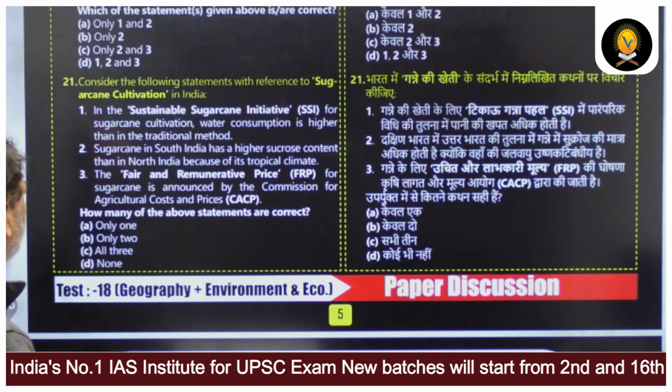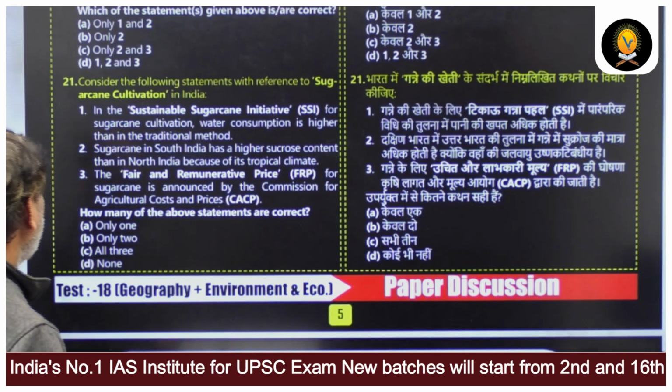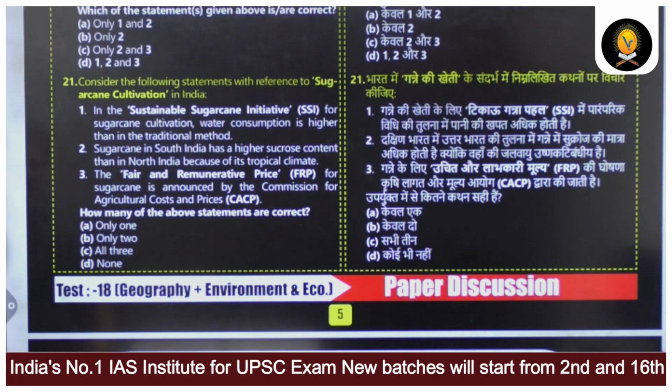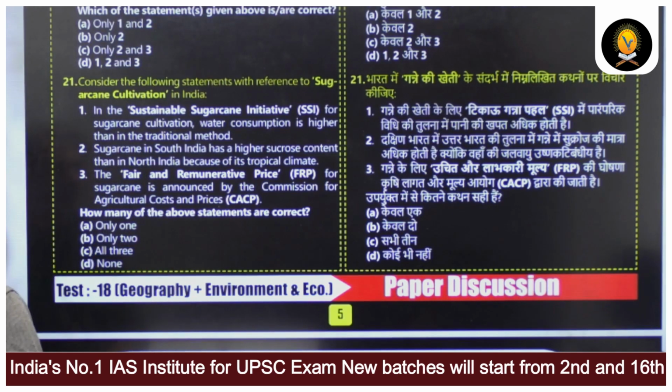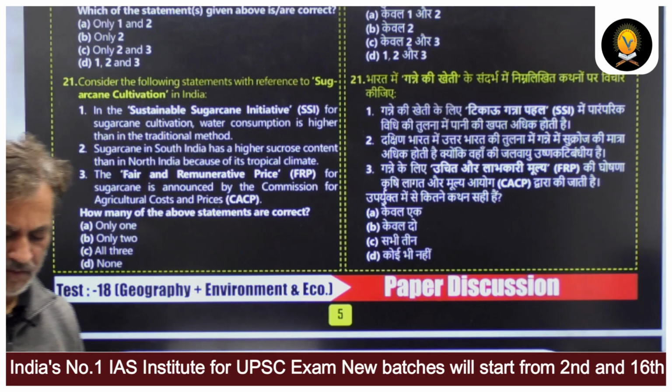Consider the following statement with reference to sugarcane cultivation. It is a sustainable sugarcane initiative. In the sustainable sugarcane initiative, for sugarcane cultivation, water consumption is higher than in the traditional method? No, because in traditional method we use large quantity of water. Sugarcane in South India has a higher sucrose content than in North because of its tropical climate. Yes, not tropical climate, because of its closeness to the ocean. Yes, it is correct. The fair and remunerative price for sugarcane is announced by the Commission for Agricultural Costs and Prices. Yes, CACP.